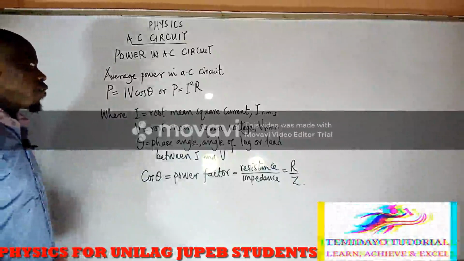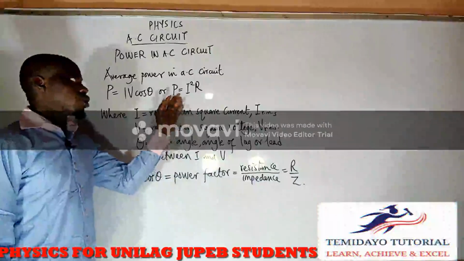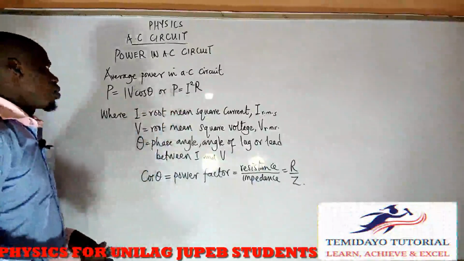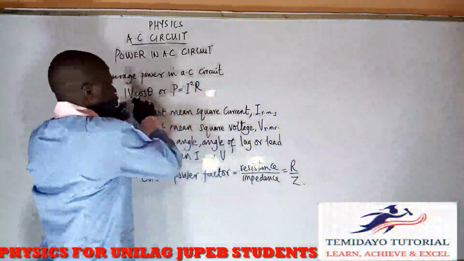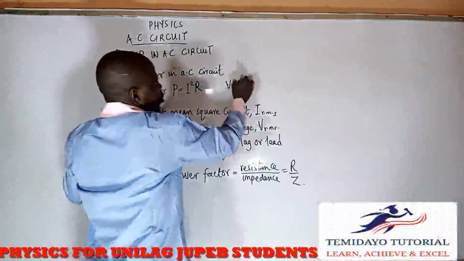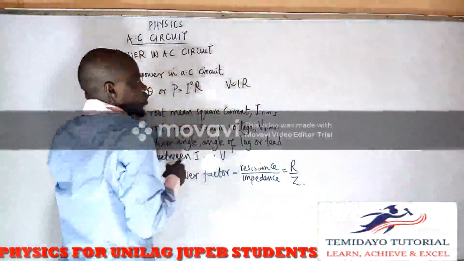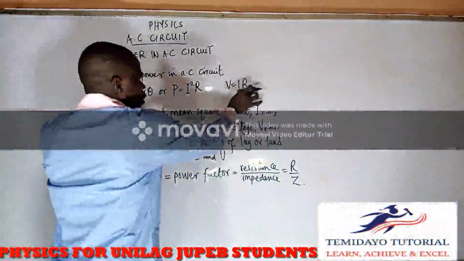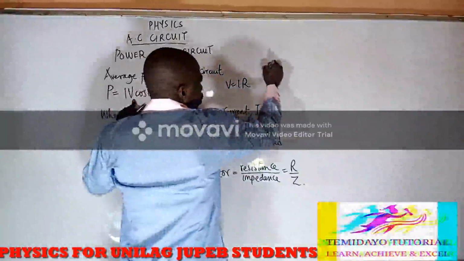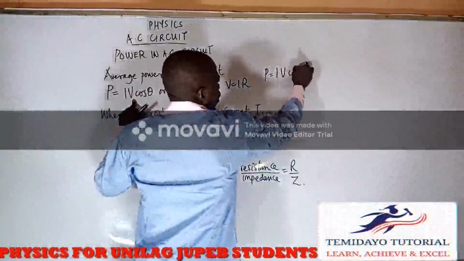P is equal to IV cos theta, or P is equal to I squared R. Now why do we get this one? We know from Ohm's law that V is equal to IR. So if we remove V and substitute IR for it, we have P equal to IV cos theta.